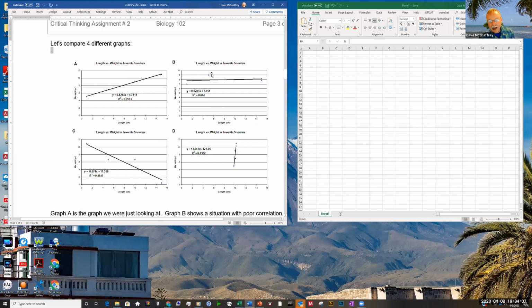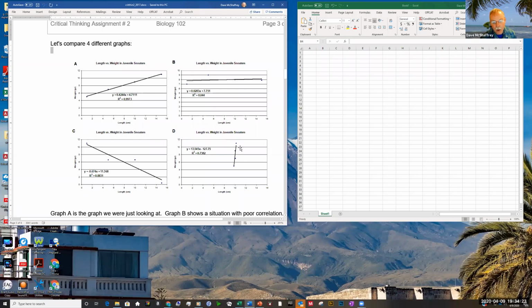Okay. B shows an example where there's very little slope. As length increases, the weight increases, but just slightly. And in this case, you can also see the R squared is not a very good fit at all.